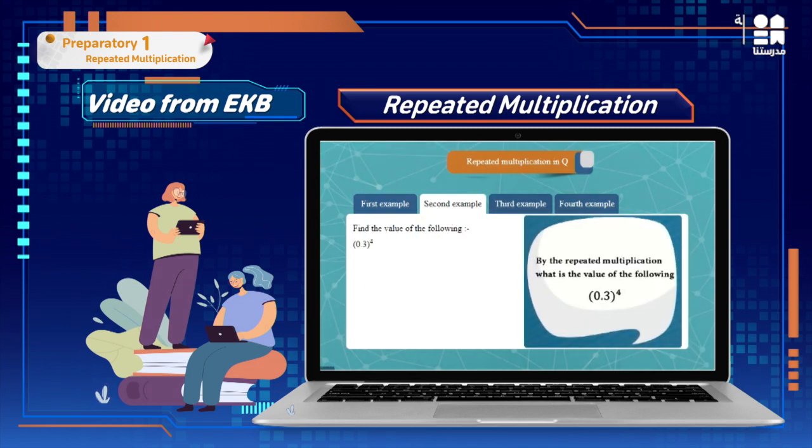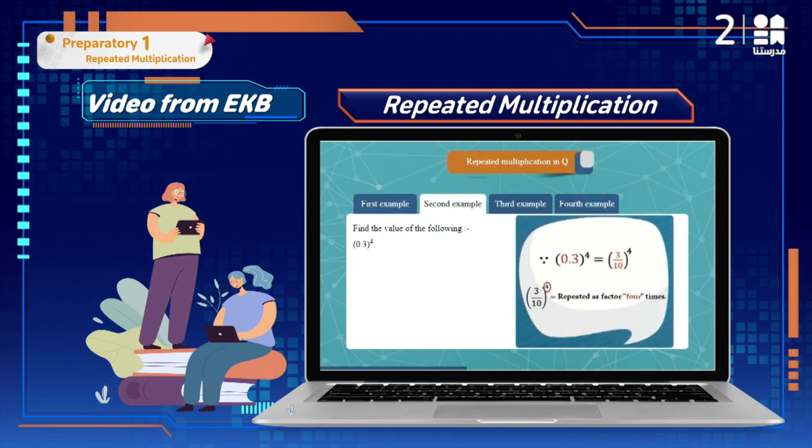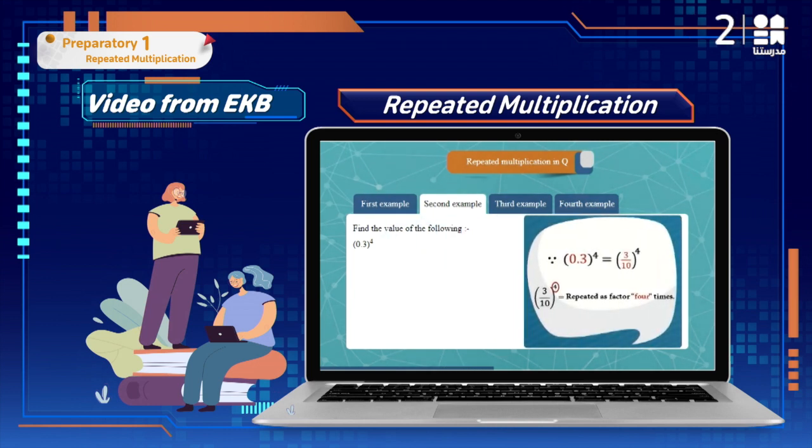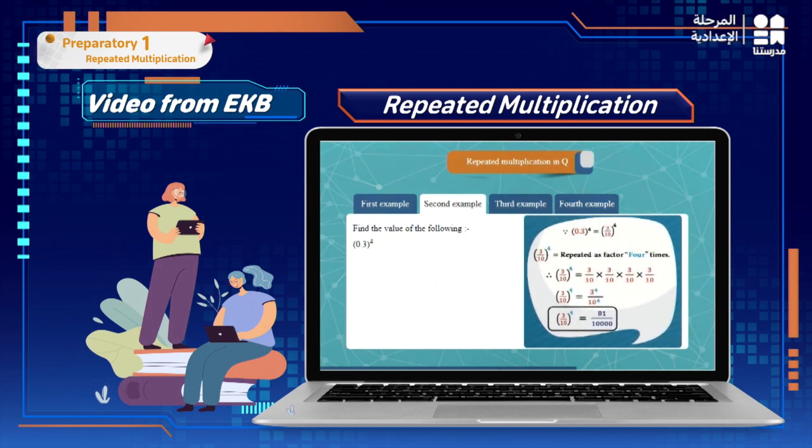Let's take another example. What's the value of 0.3 to the power of 4 by repeated multiplication? Firstly, we can put 0.3 as 3 over 10 all to the power of 4. Now, we can apply the repeated multiplication in Q, where 3 over 10 has been repeated as a factor 4 times. So that 3 over 10 multiplied by 3 over 10 multiplied by 3 over 10 multiplied by 3 over 10 equals 81 over 10,000. As for the reverse method, please press the next tab.